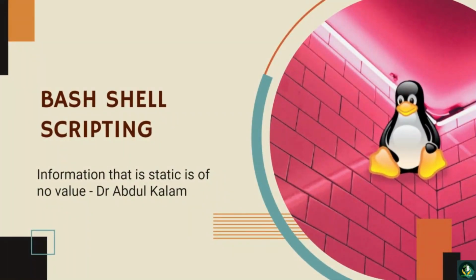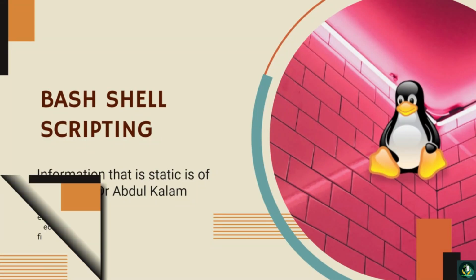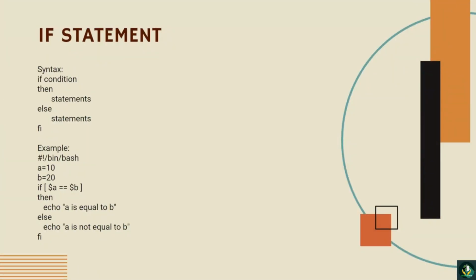Welcome back. In this section we are going to see the if statement. The syntax is: if condition then statement else statement fi. For example, in this shell script we are checking whether variable a is equal to variable b. Variable a has a value 10 and variable b has value 20. So the condition does not match, so it should display a is not equal to b.